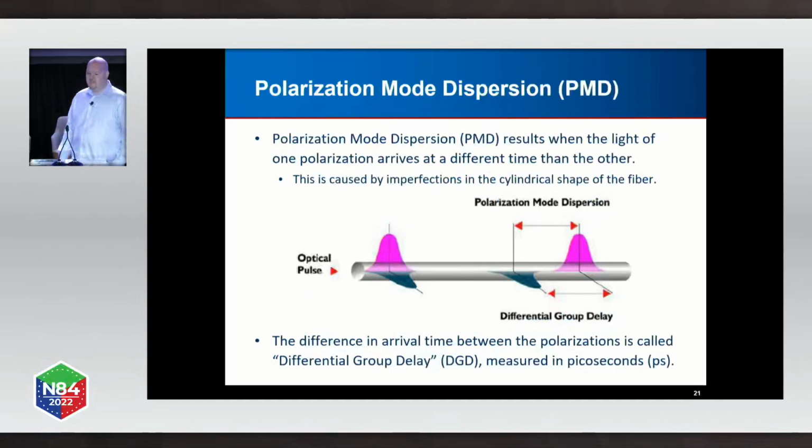Polarization mode dispersion is the kind of dispersion that happens when different polarizations of light propagate differently. Remember, light is a wave propagating through space, and it can wave this way or it can wave this way. If the fiber is not a perfect cylindrical shape, you end up with different polarizations propagating at different speeds. This is what's in technical terms called DGD, differential group delay, and that's measured in picoseconds.